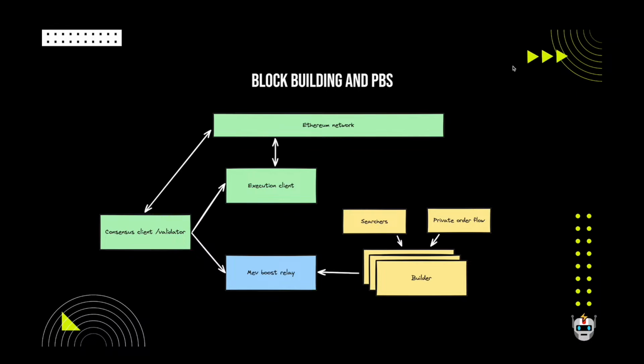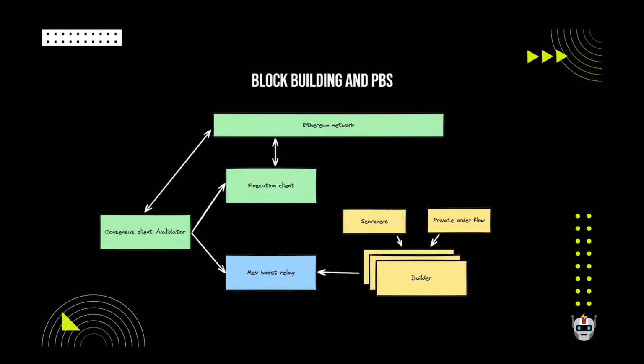So this is how block building works. At the top, in green, you have the normal block building workflow. You have the proposer, which will delegate to the execution client the build of the block. So the execution client will use vanilla block building algorithms to return a valid block to be proposed.